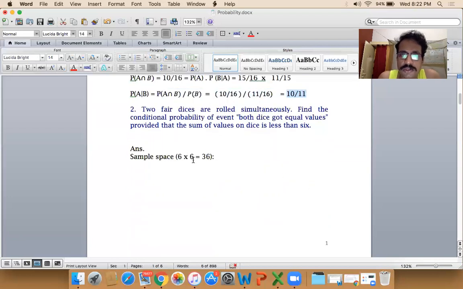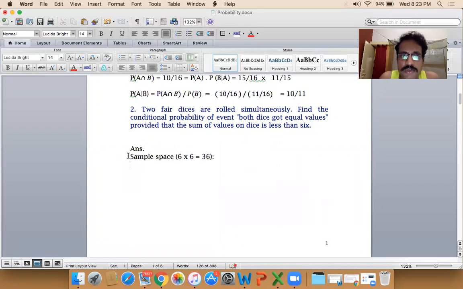Second question is also simple. It says 2 fair dice are rolled simultaneously. Find the conditional probability of event both dice get equal values, provided that the sum of the values on dice is less than 6. Let me repeat. Find the conditional probability of event of both dice getting a doublet, provided that the sum of the doublet is less than 6.